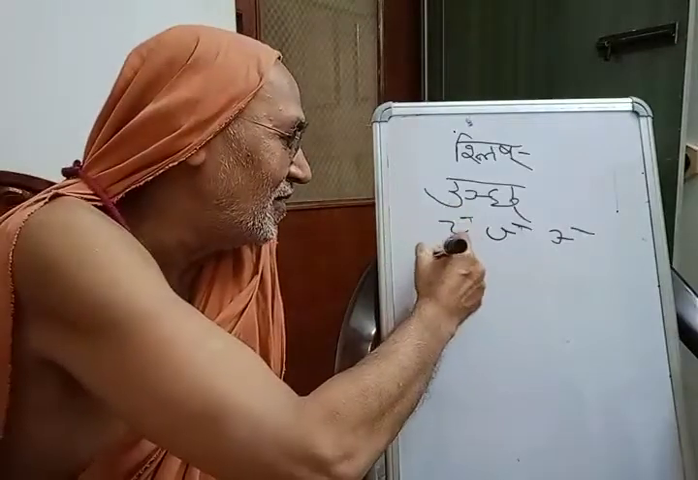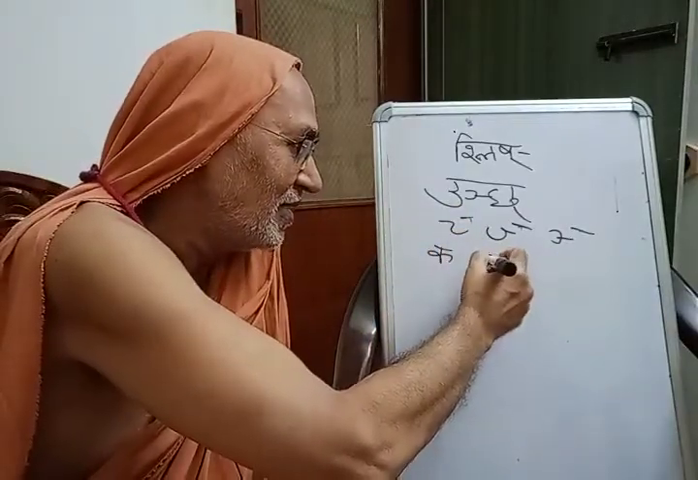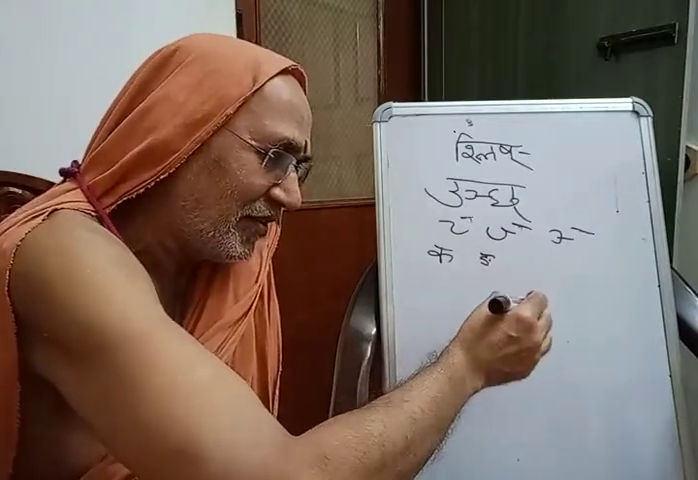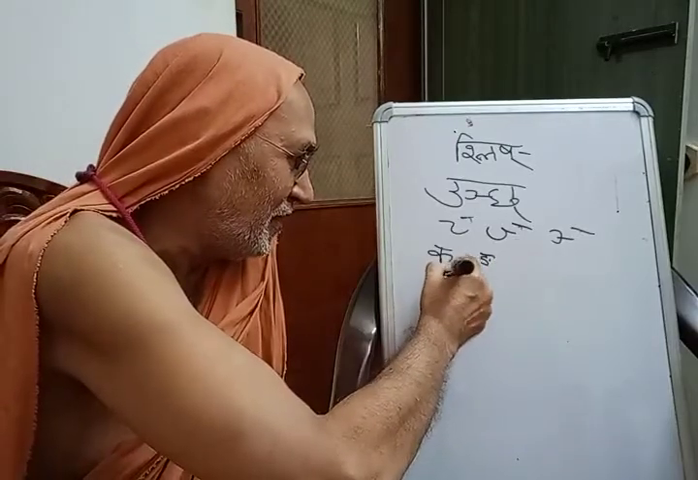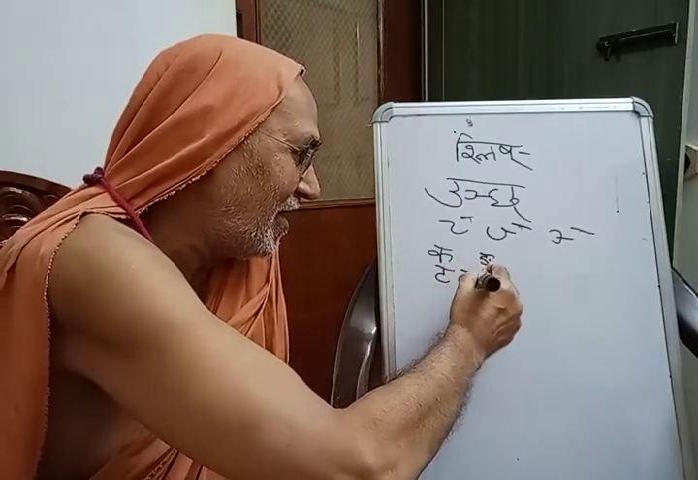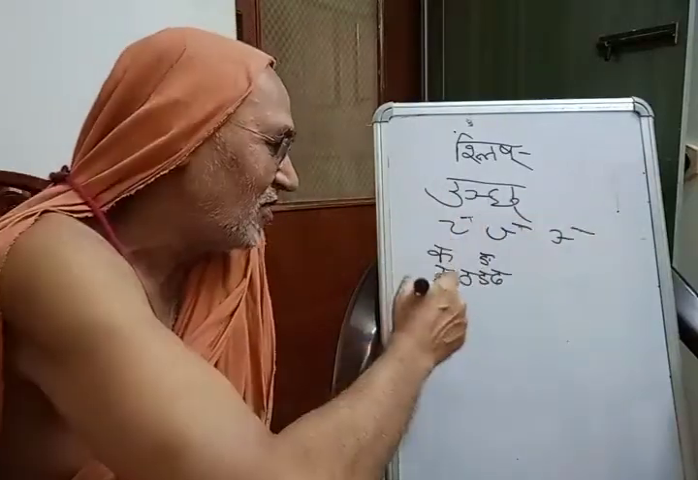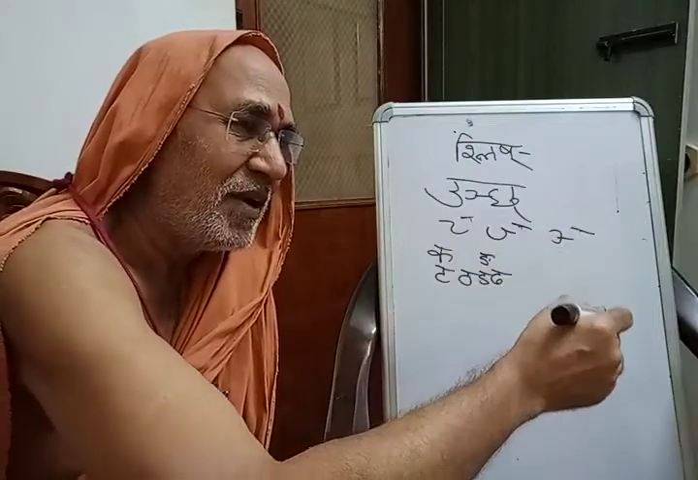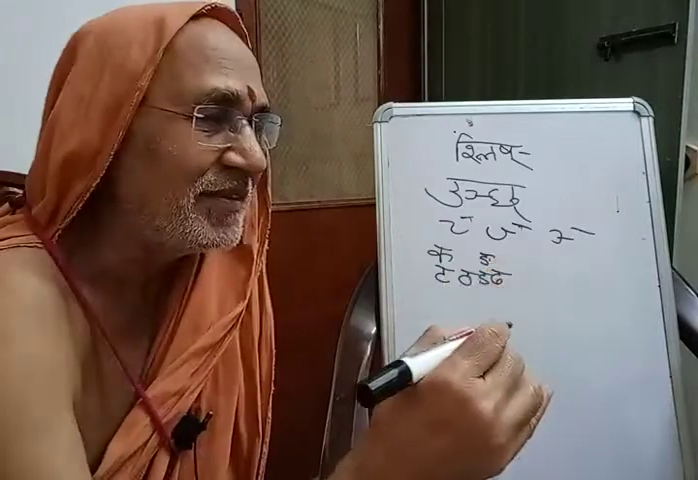See, ka, there is no vertical line at the end. Nga also there is no vertical line. Ka, nga, cha, cha, ja, jha, nya, ta, ta. Ta, there is no vertical line. Tha, da, dha. Na is there, vertical line. Ta, tha, da, dha, na. Pa, pha, ba, bha, ma. No, pa doesn't have. Pa is also there. Pa, pha, ma.